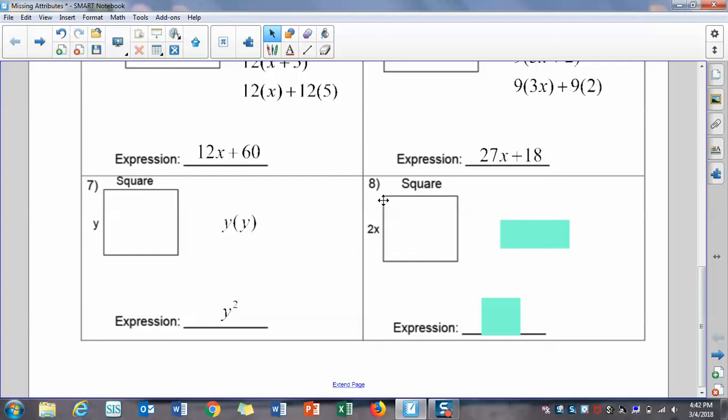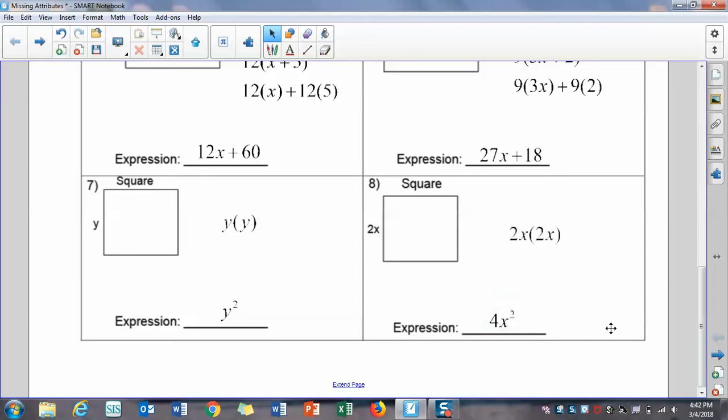So example 8, we have another square, and we have 2x. That means if the length is 2x, the width is also 2x. So we're going to do 2x times 2x. Now we would multiply our 2 times 2, our coefficients, and then our variables x times x. So using our properties of exponents, this turns into 4x squared.